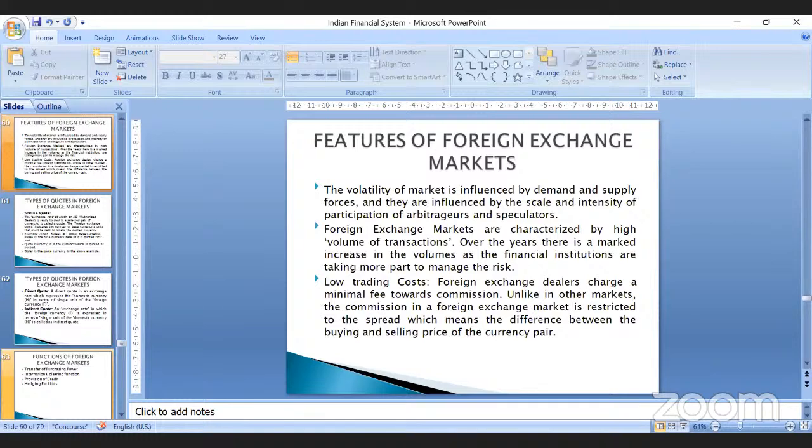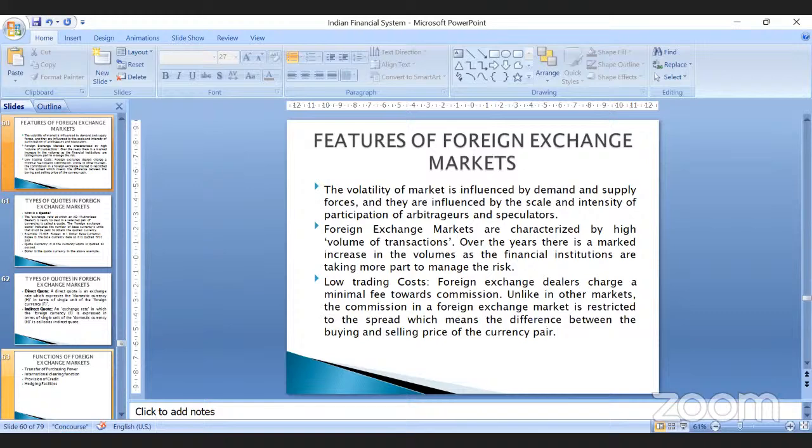Not only that, the volatility of these markets is influenced by demand and supply. What is the demand for that currency, and what is the supply of that currency? These two things influence the scale or the intensity with which the participants participate in this foreign exchange market.